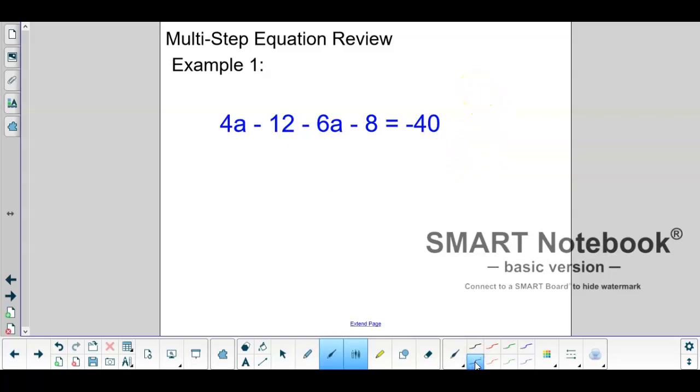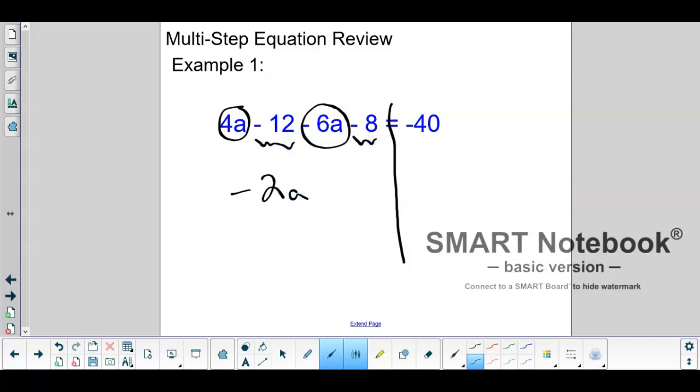So again, if I look at this equation, I notice that on the left side where I have my a variables, there's a couple of terms that can be combined. I have 4a minus 6a. I know that they combine to make negative 2a, and then I have a negative 12 and a negative 8. If I combine those, I really have a negative 20. So this same problem could be rewritten as negative 2a minus 20 is equal to negative 40. From there, now I can solve it.